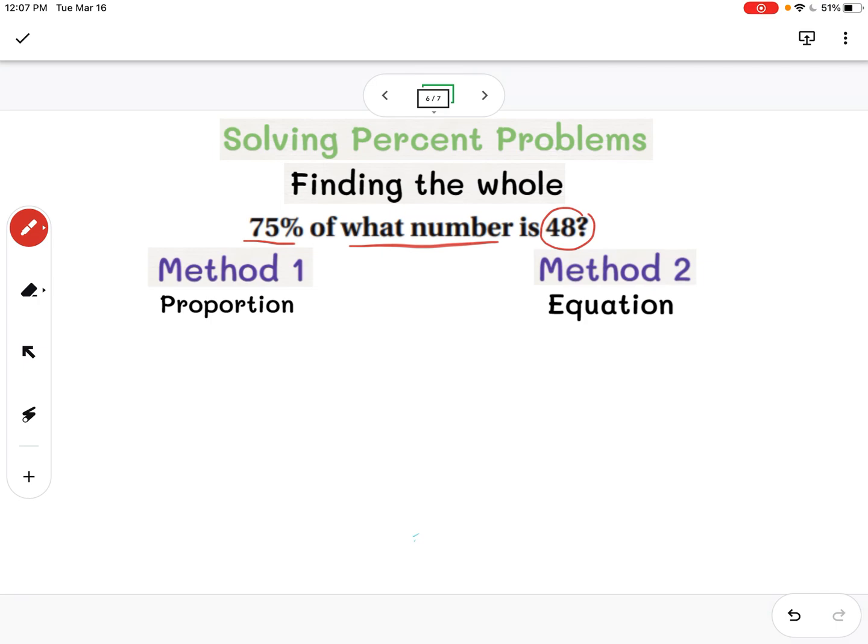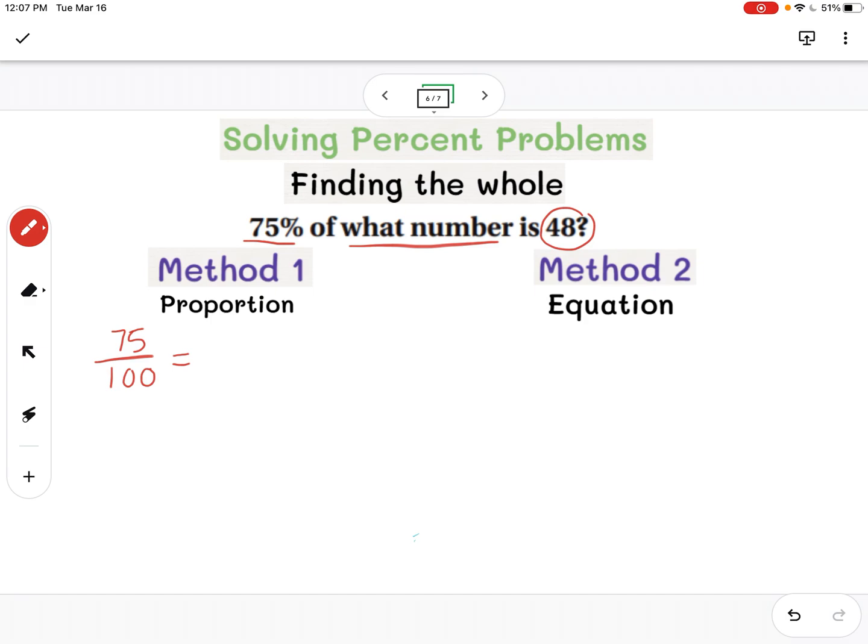All right, so setting up a proportion, same thing. We know every time our percents will be out of 100, so we can at least know we have 75 over 100. And now the big question would be, what is the missing value? Is it the part or the whole? If it's the part, it's going to go in the numerator. If it's the whole, it's going to go in the denominator.